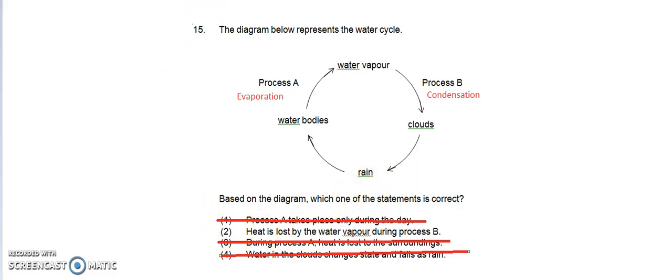So the answer which is left is option 2. So the answer is 2. Heat is lost by water vapor during process B.